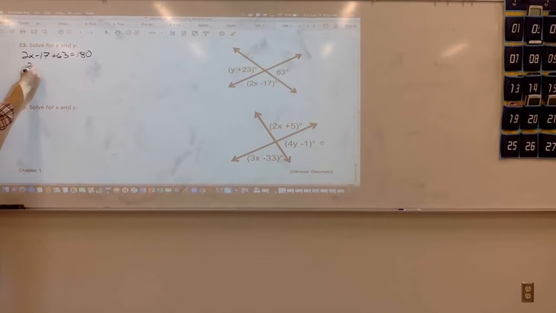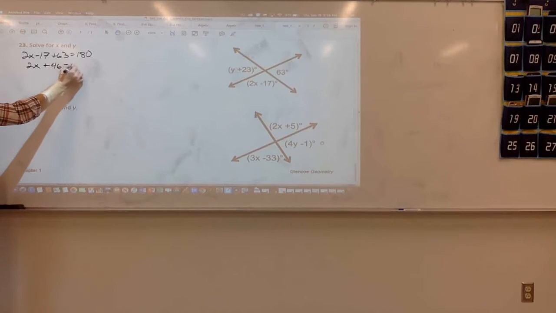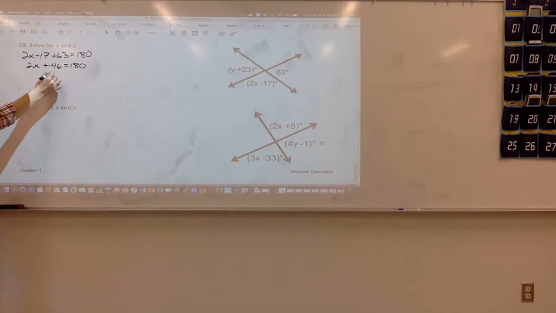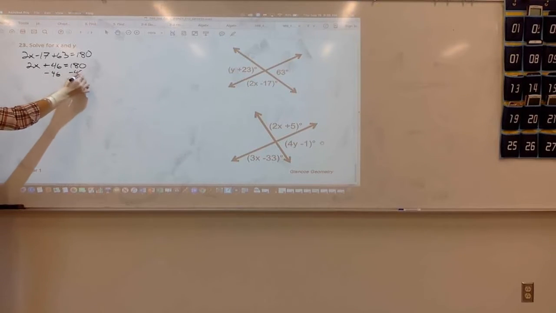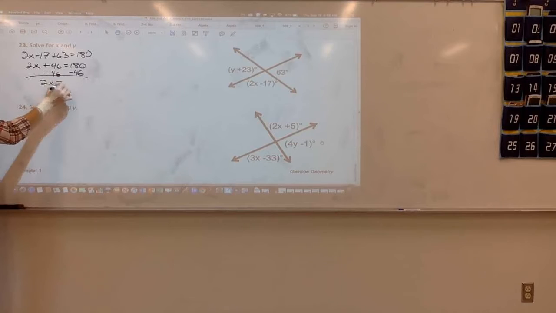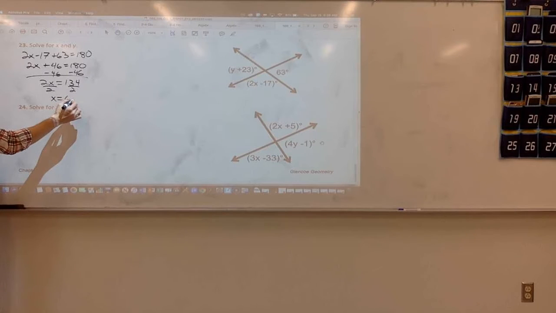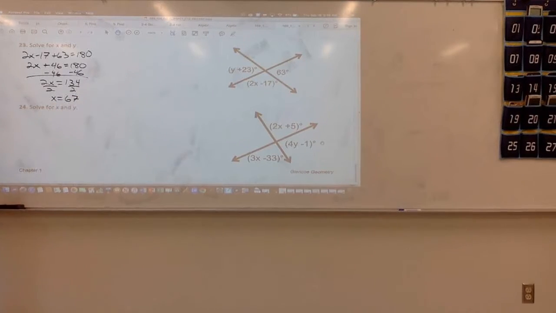Combine my like terms here. So negative 17 plus 63 is 46. Subtract my 46 over. We get 2x equals 134. Divide both sides by 2. And x would be 67.